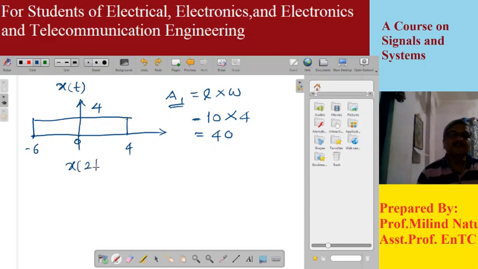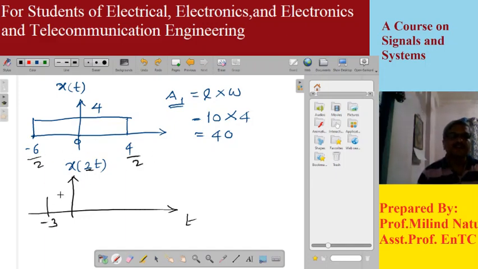Now instead of x of t, if I want to represent a signal like x of 2t, it is a compressed signal. I told you in the previous class that when this coefficient is greater than 1, the signal gets compressed, and when this coefficient is less than 1, the signal gets expanded. And how do we obtain the new points? Simply divide these coordinates by this parameter. So if I divide minus 6 by 2 and 4 by 2, I will get this point as minus 3 and this point as 2. Now the amplitude remains unchanged.